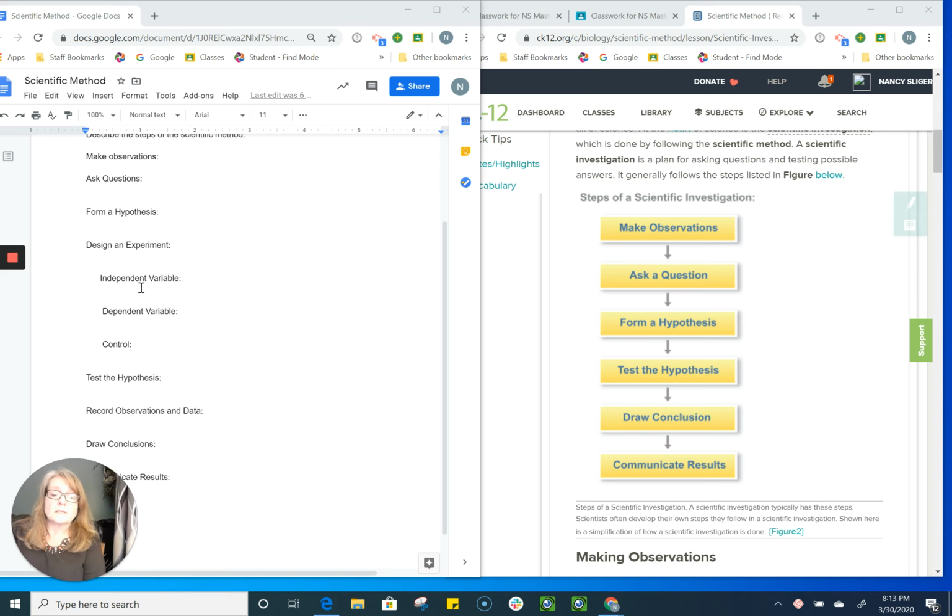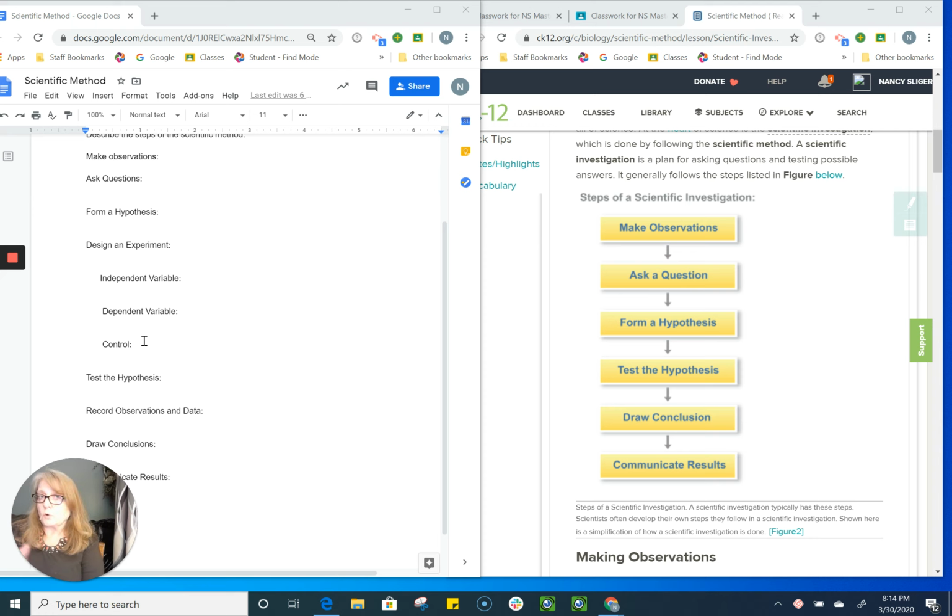So this is what we're testing. This is the result. So in that experiment I talked about before, the independent variable could be whether the plants get water or not, or the seeds get water or not. And what depends on the water would be the growth of the plant. So what I can change is the amount of water. What depends on the water is the growth of the plant. That's your dependent variable.